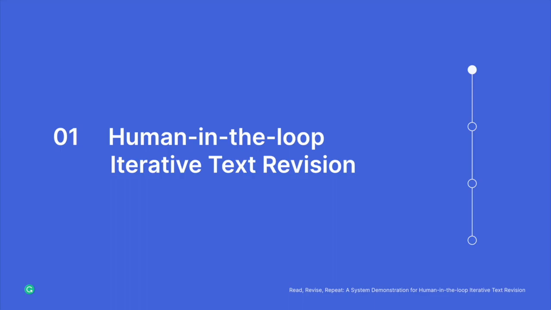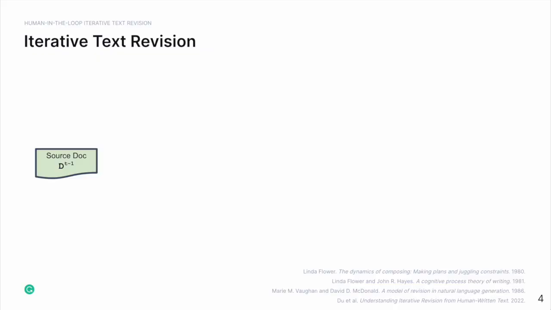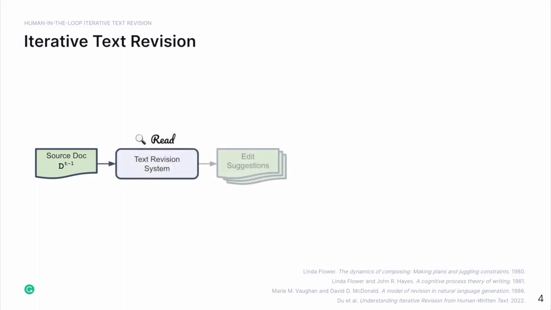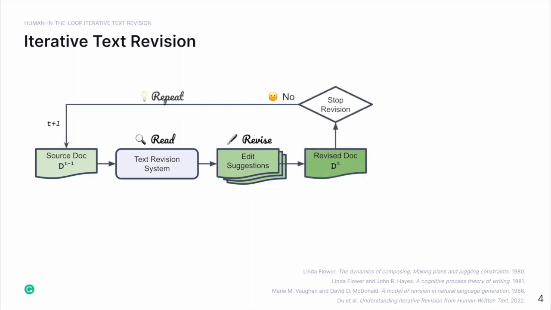Now let's start with the task introduction. Given an initial document, an iterative text revision system will first go through all the sentences and identify possible edits that can be applied to each sentence. The documents are revised using these edit suggestions, and the revised document will be passed on to a stop revision evaluator to see if the quality of the revised document meets the stopping criteria. The revision process continues iteratively until these criteria are satisfied.